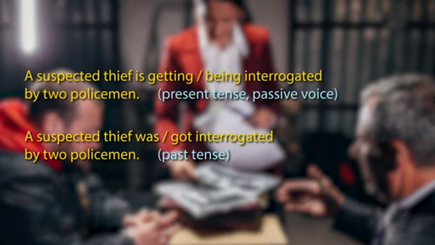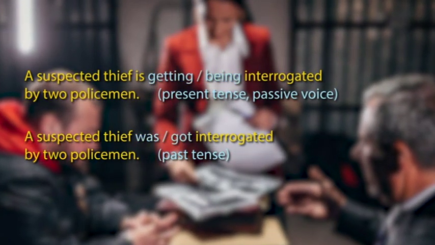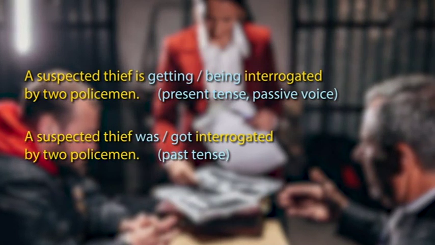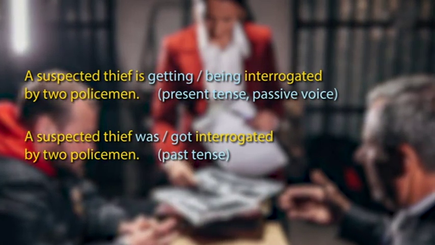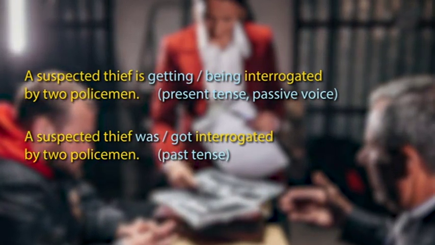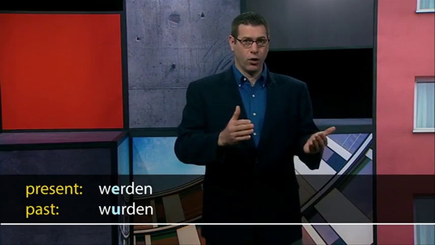In other words, in English, we change the auxiliary verb to be or to get to its simple past form, was or got. And in fact, something very similar happens in German. Namely, we put the auxiliary verb werden into its simple past form, wurden.